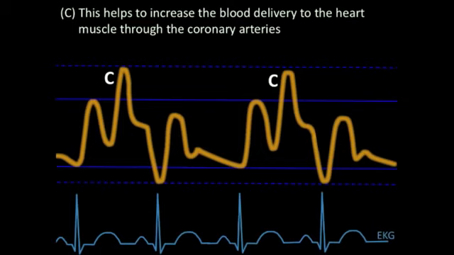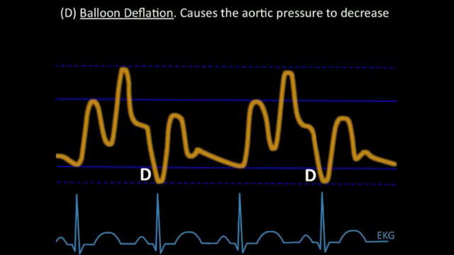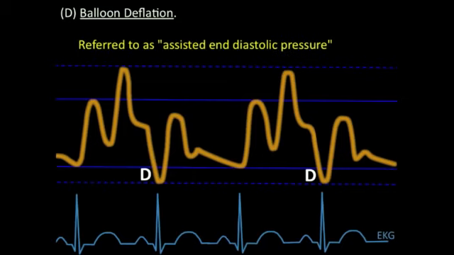And here we see the letter D. This stands for end of diastole. So this is where the balloon deflates and causes the aortic pressure to drop quite suddenly. And you can see that we're going from one end of the spectrum to the other real quickly. So these are huge swings, and we've actually dropped further than we normally would have in diastole. So if you compare D to F, we're quite a bit lower here with the balloon pump deflating.